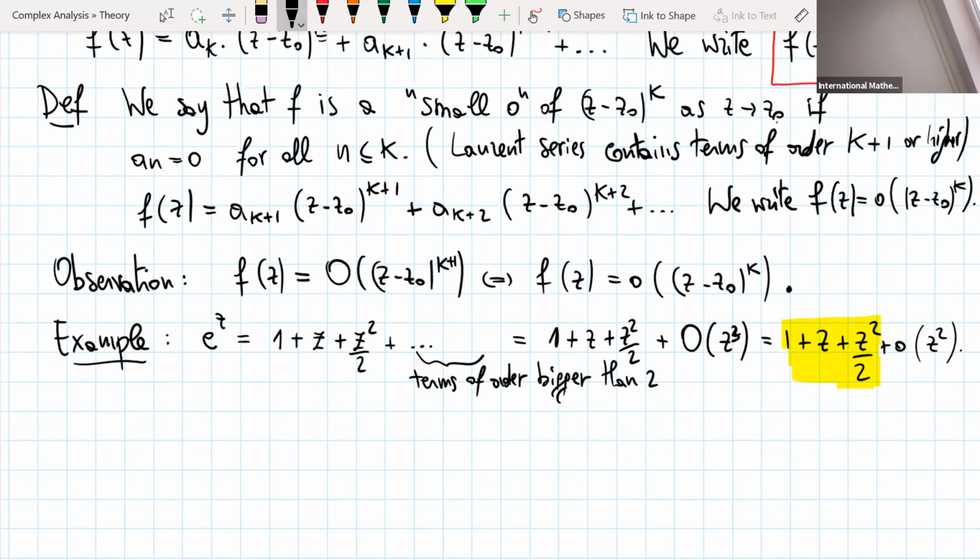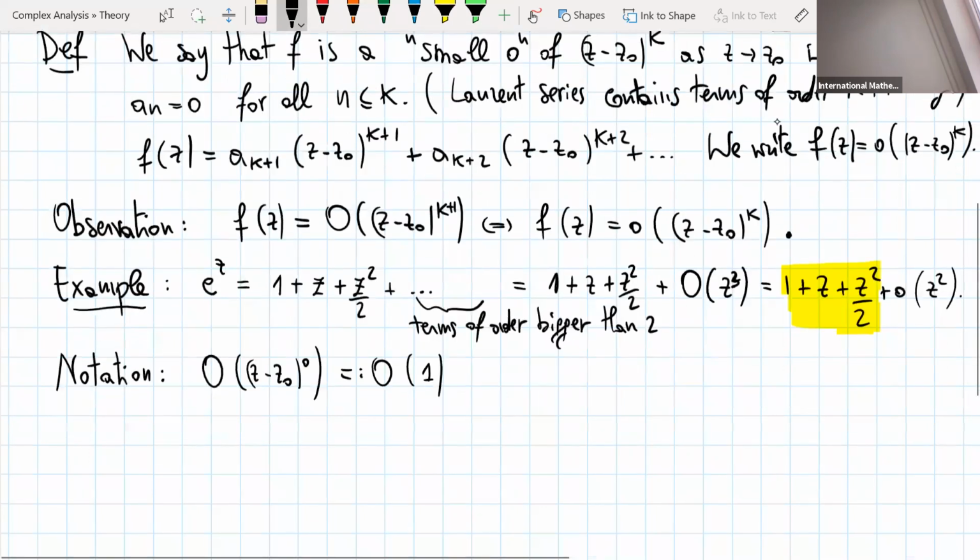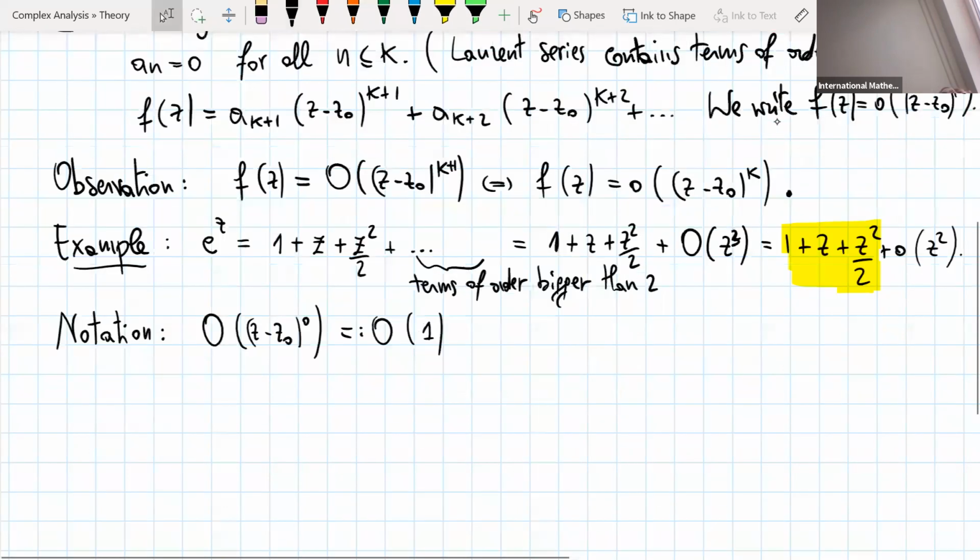And there is also one notation which is commonly used. Instead of writing O of (z minus z0) to the power 0, so when k is equal to 0, you can just write O of 1. This is the notation which is used, and the same for small o.